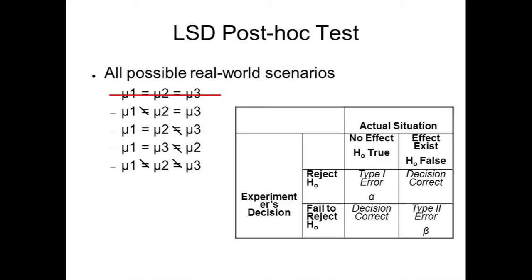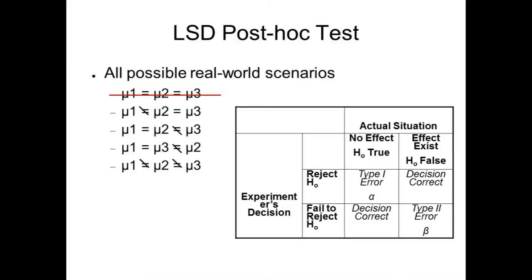Now, the final solution is the one where reality shows that all 3 groups are different from one another. And in that scenario, it's impossible to commit a type 1 error at all because in the actual situation, the effect exists. So anytime we reject that null hypothesis, we're going to be right.